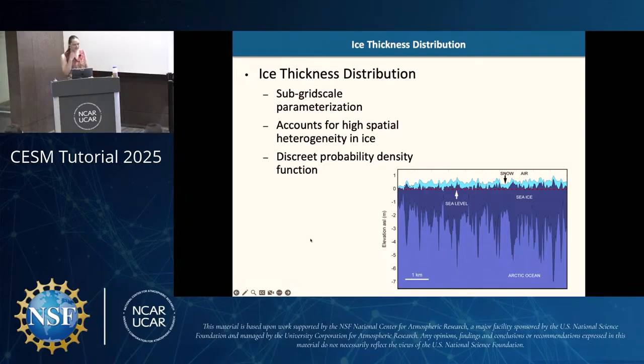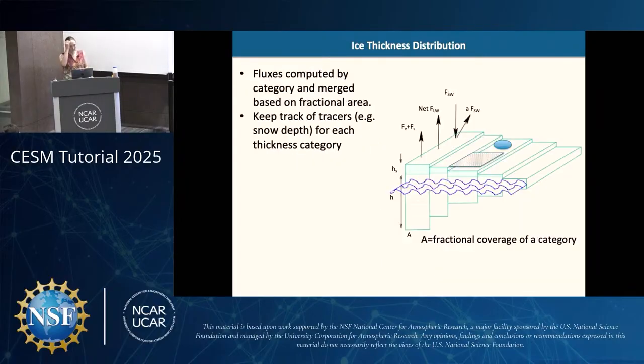What we do with this ice thickness distribution is have a parameterization that can account for this high heterogeneity in the thickness of ice. It's a probability density function that we solve for. We have 5 thickness categories. We talked about this a little bit at lunch too. You can have more, but 5 seems to be enough to resolve the PDF that we want, and it's not too expensive to run. We compute the fluxes, so the albedos, shortwave fluxes, longwave fluxes, turbulent fluxes, and conductive fluxes in each of these categories, and then later we merge them based on the fractional area of each category.